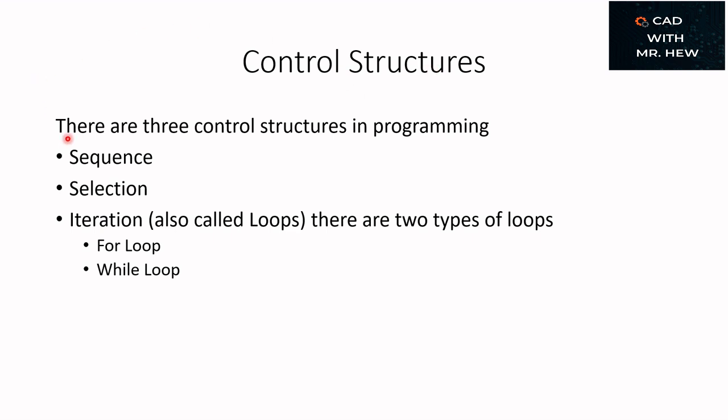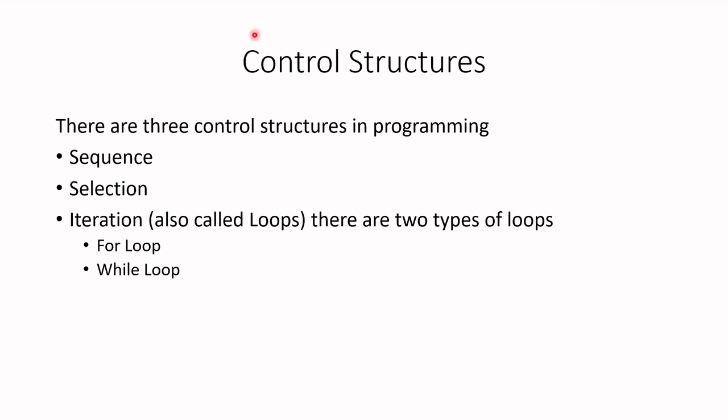Now, there are three control structures that are used in programming for any language. You have the sequence, you have the selection, and we have the iteration, which is also referred to as loops. And there are two types of loops. You have the for loop and the while loop. So in today's video, we'll be looking at the selection control structure.